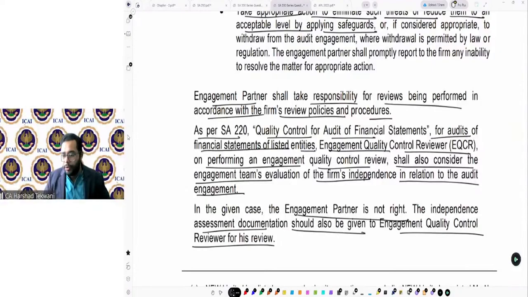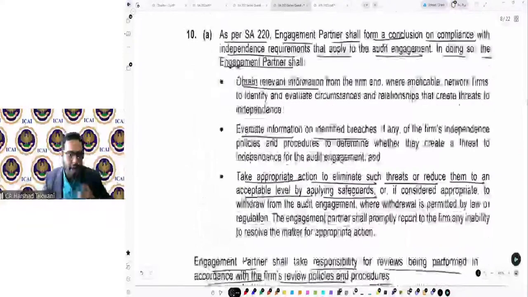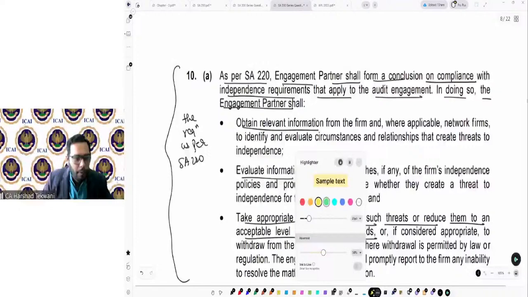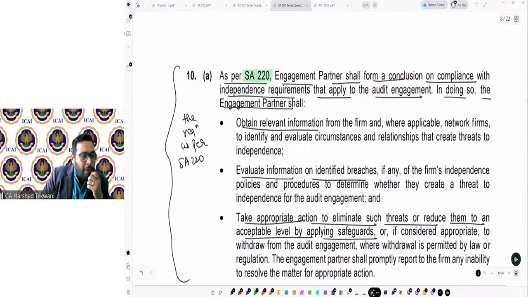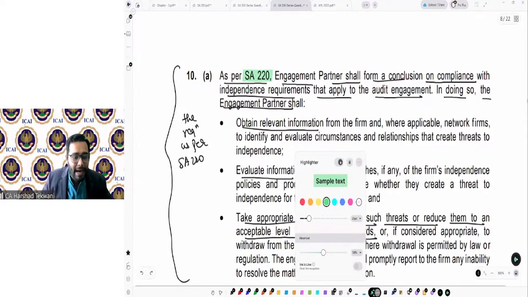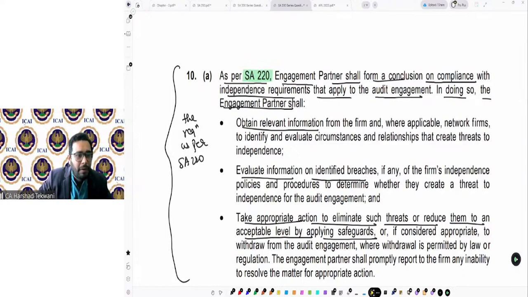Now see how the answer has been written. That is also important. Number one, I am explaining the requirements as per SA 220. But before that, I specified the number SA 220 in my answer so that the reader can have a clear understanding. Then I started explaining the responsibilities of the engagement partner first. The engagement partner shall form a conclusion. That is the responsibility of the engagement partner.